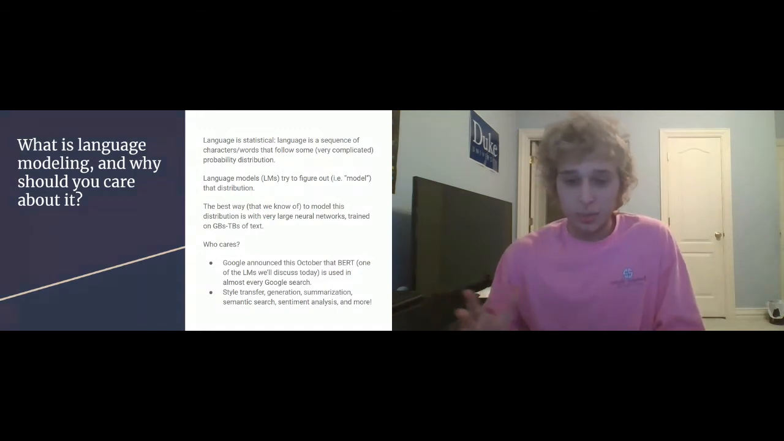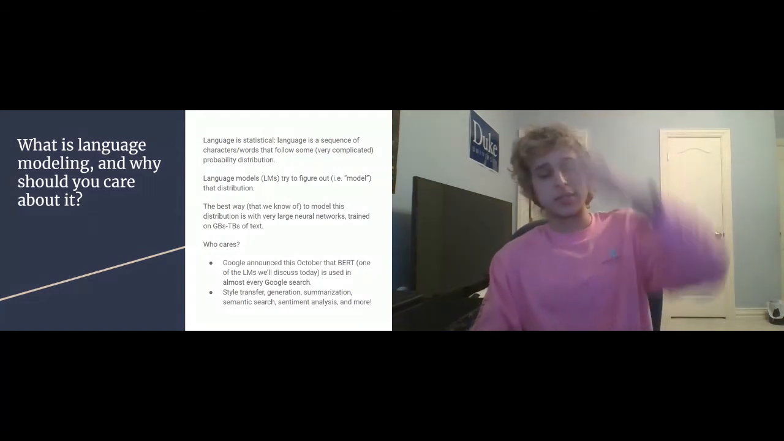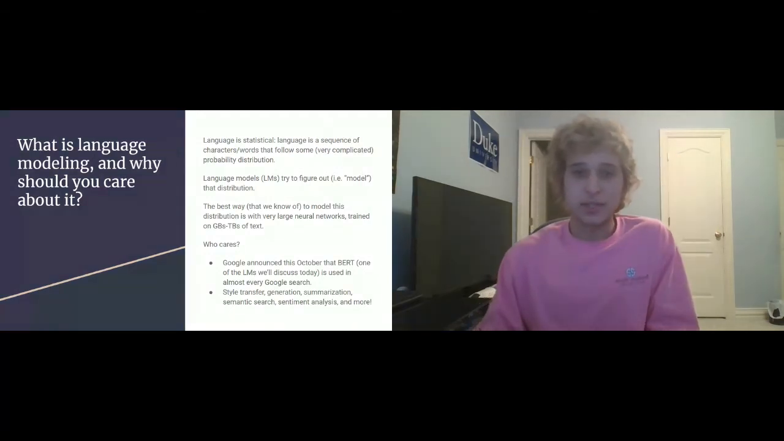The current best way of doing this that we have is by training large neural networks on just a ton of data. Usually we scrape it from the internet. A lot of popular language models have been trained on all of Wikipedia or a large number of digitized books, things like that. And why should you care about this? Well, I think the main reason is that it's currently the best known way we have of getting our computers to understand language.